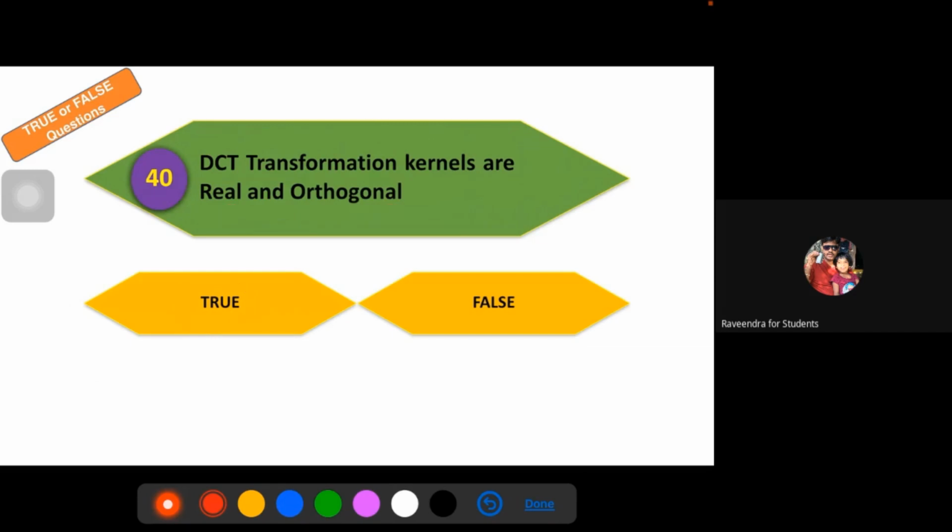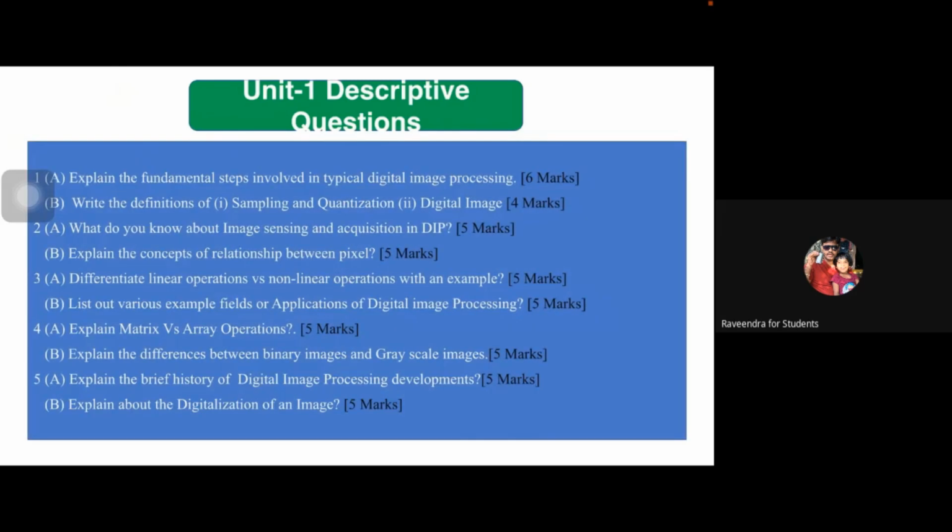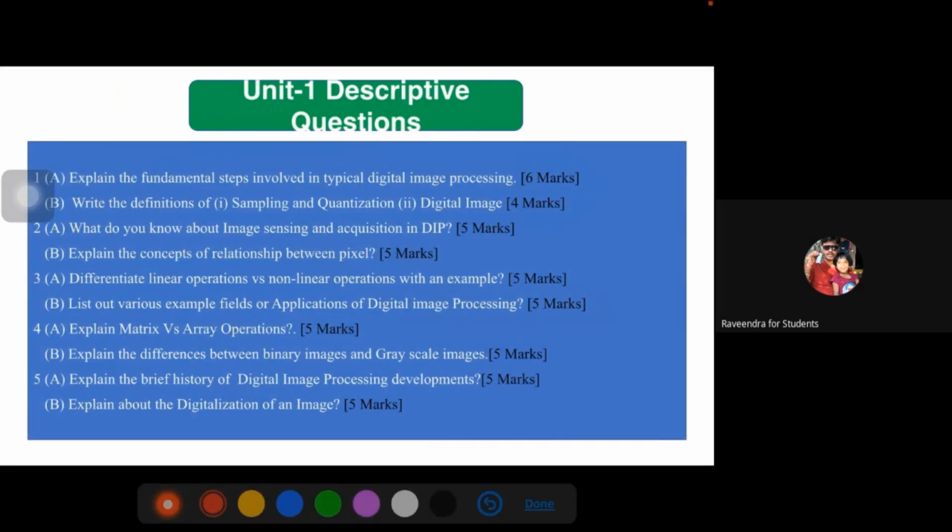Coming to the descriptive questions. Here from unit 1 we are having 5 questions. Let us see one by one. So here in first question you are having A bit, explain the fundamental steps involved in typical digital image processing. We have discussed while we are seeing this topic itself, it is very important and it will be asked most of the times, not only in the mid examination, in the final exams also. That's why the first question is given as important for 6 marks.